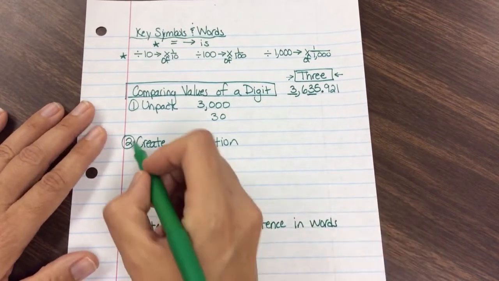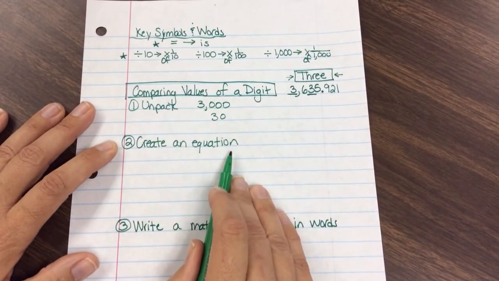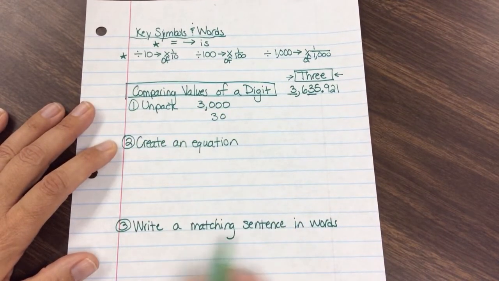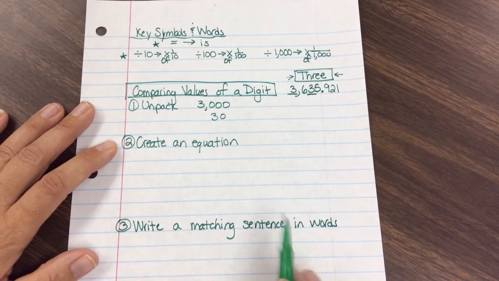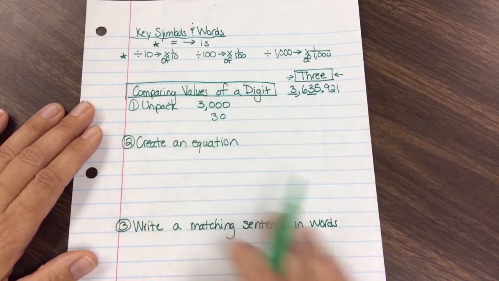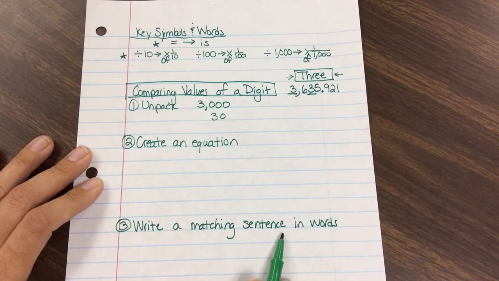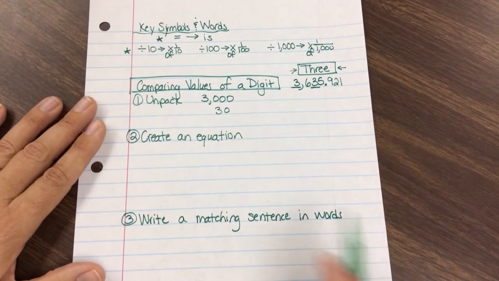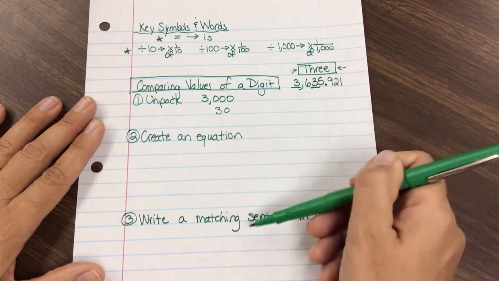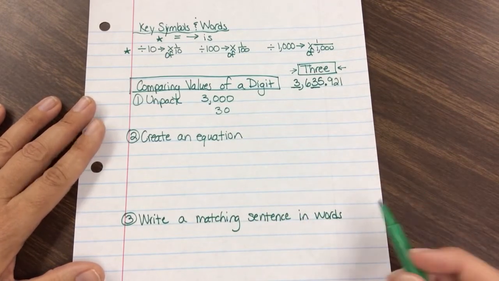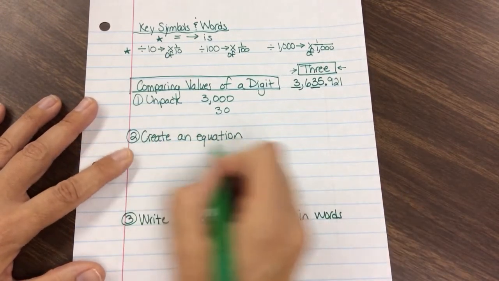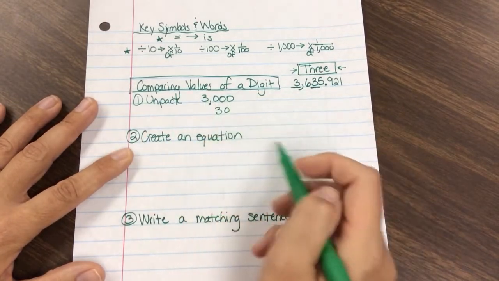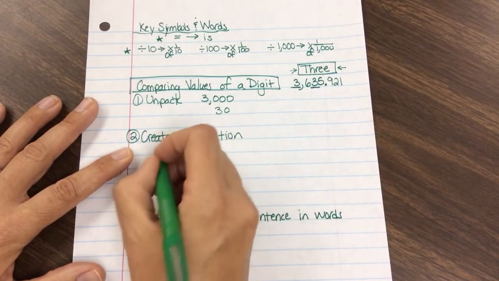Now I just want to say that even though I have create an equation as step number 2 and then write the matching sentence as step number 3, these can be intermingled. So if you prefer to write the sentence first and then the equation, that's fine. If you prefer to write the equation first, then the matching sentence, that's fine too. I personally prefer the equation first because it's easier for me to do.